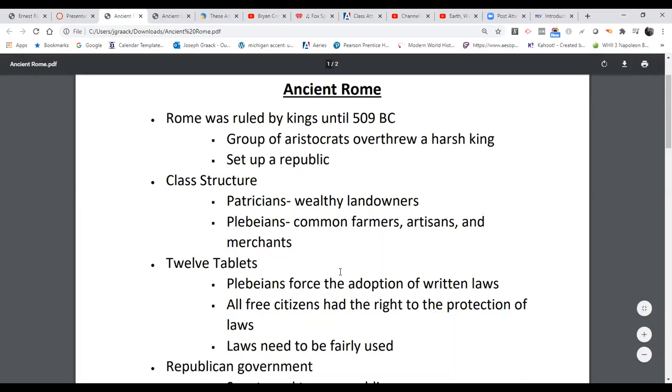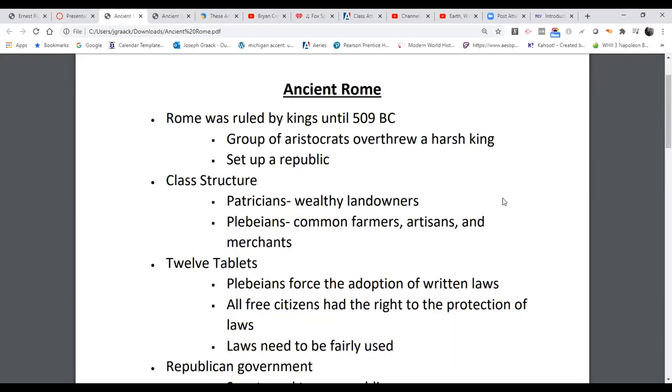You have class structure, right? So this gets into our social structure again. The patricians, the upper house, were the wealthy landowners. The plebeians were common farmers, artisans, merchants.